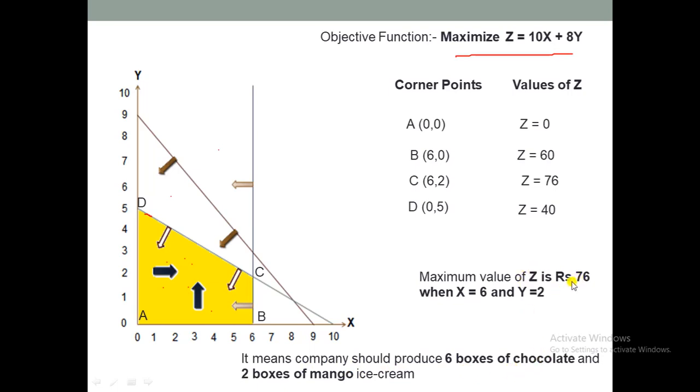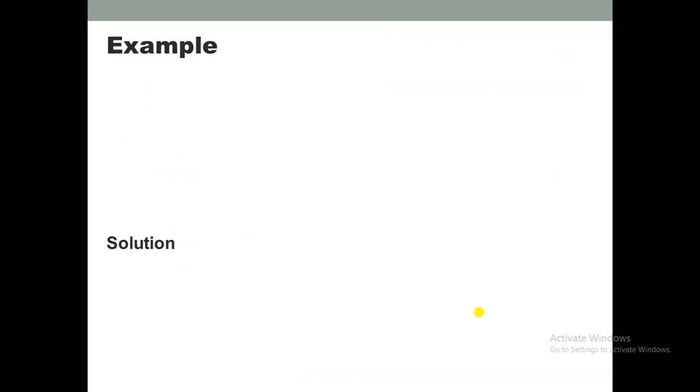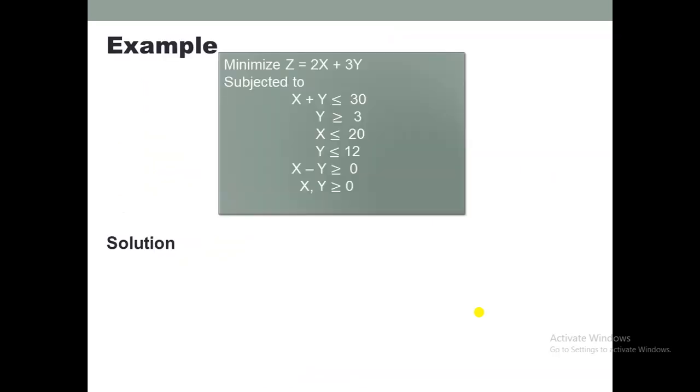So the maximum profit is rupees 76 when the company produces 6 boxes of chocolate ice cream and 2 boxes of mango ice cream. This is how we get the solution for this linear programming problem by using the graphical method. Now let's see some more examples so we get exact clarity. Now one more example. We will directly take the mathematical formulation of the linear programming problem, because we already know the process of how to formulate the problem from the data we have.